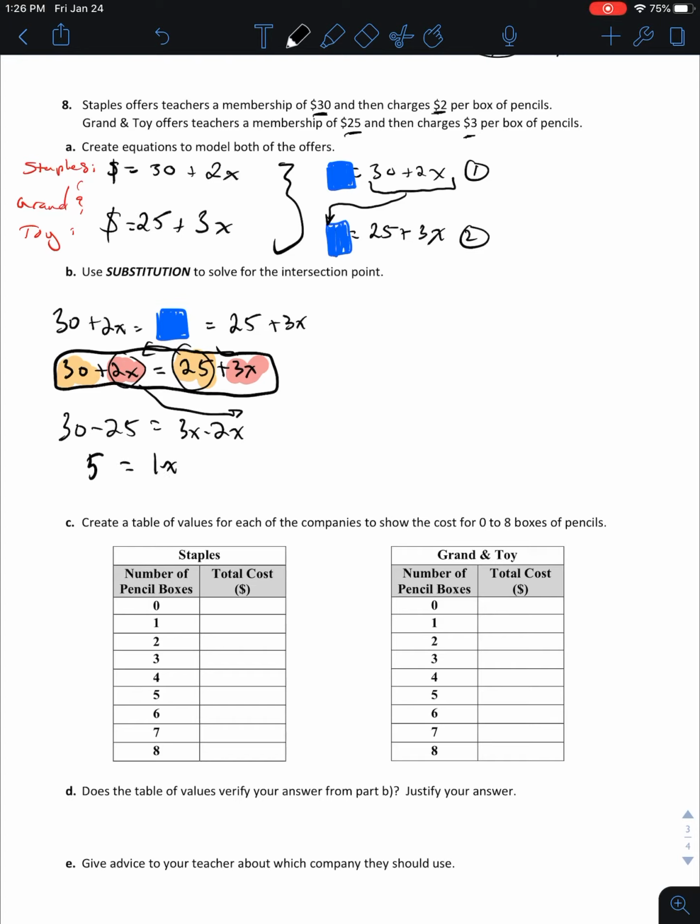Then when I do the math, 30 minus 25 is going to be 5, and 3 minus 2 is just 1x, which tells me that x is equal to 5.